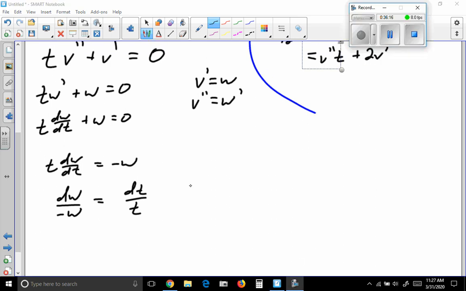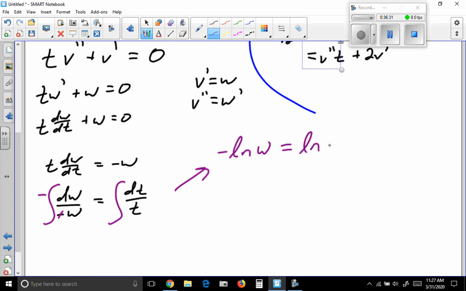So now if we integrate both sides, we can pull that negative out front, integrate here. So we have negative natural log w on the left, natural log t on the right. Let's move the negative to the right side. So natural log w equals negative natural log t, or keep in mind that's a negative 1. So natural log of w equals natural log of t to the minus 1, or 1 over t.